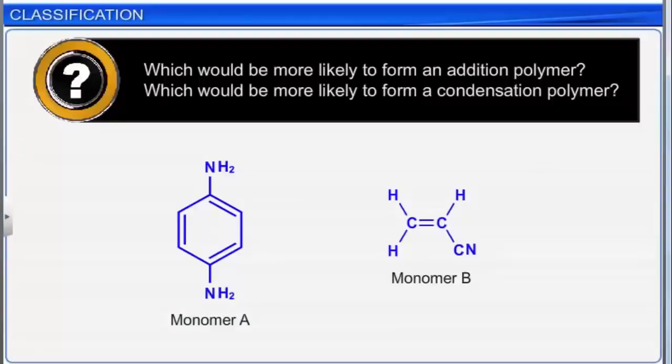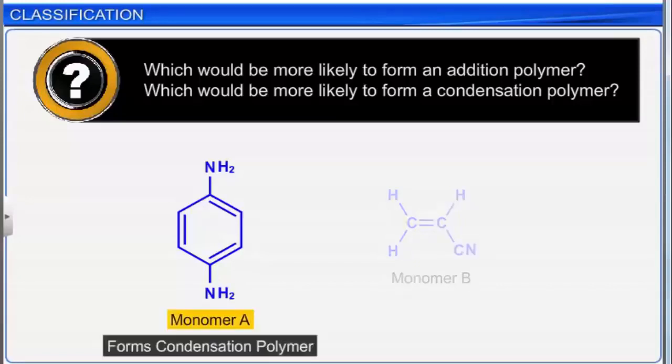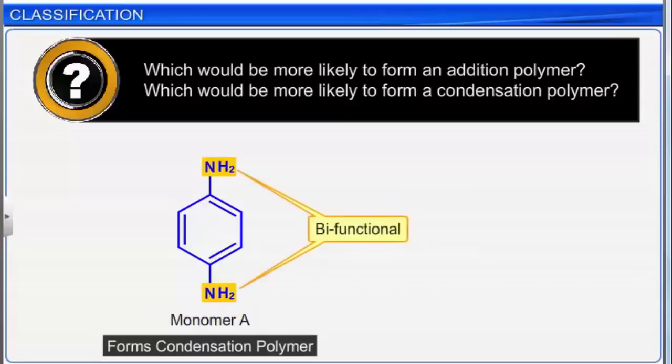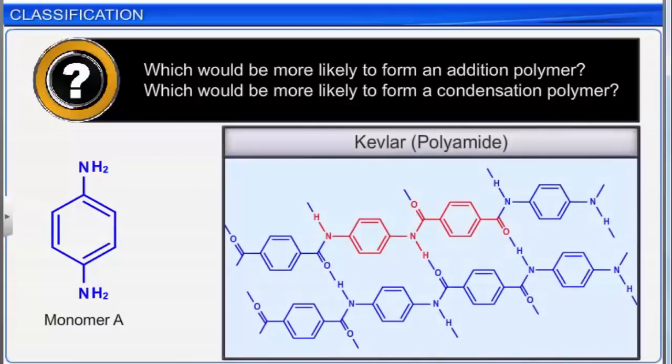Consider the two monomer structures shown here. Which would be more likely to form an addition polymer? Which would be more likely to form a condensation polymer? Monomer A would form a condensation polymer. It is a bifunctional monomer. Monomer A is one of the two components of Kevlar, a polyamide.